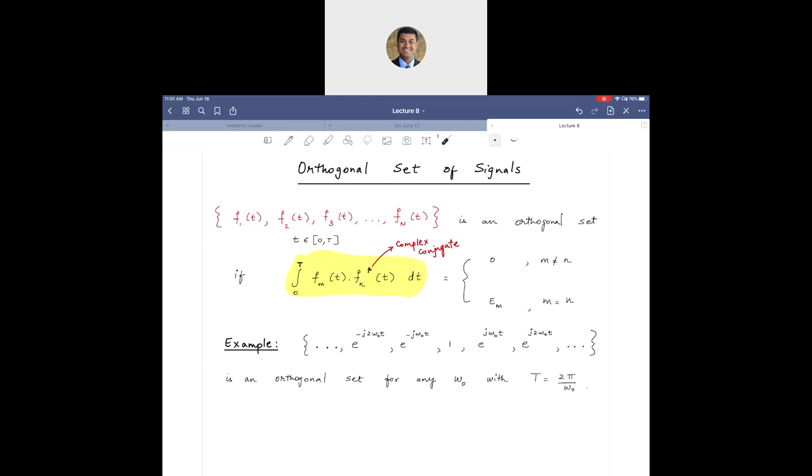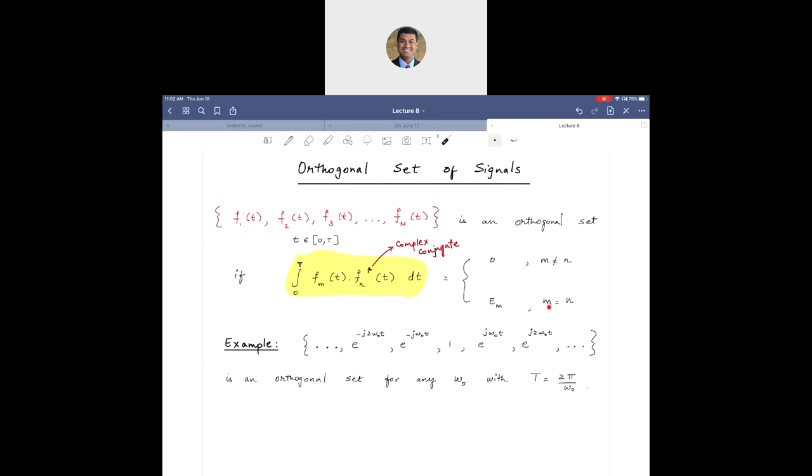And if you multiply those two signals and integrate over a certain time period, that is the time period for which we are considering that set to be orthogonal. It may not be orthogonal outside of that time, 0 to capital T. So if it is orthogonal, then it has to obey this property. The inner product of those two signals will be 0 when m does not equal n. It will be equal to some finite value E sub m, indicating energy, when m equals n.